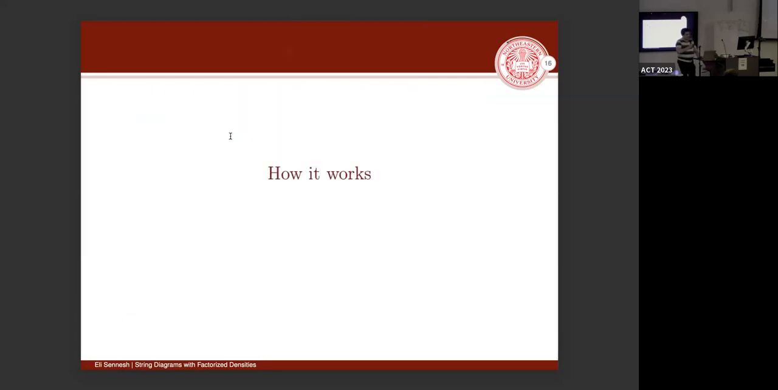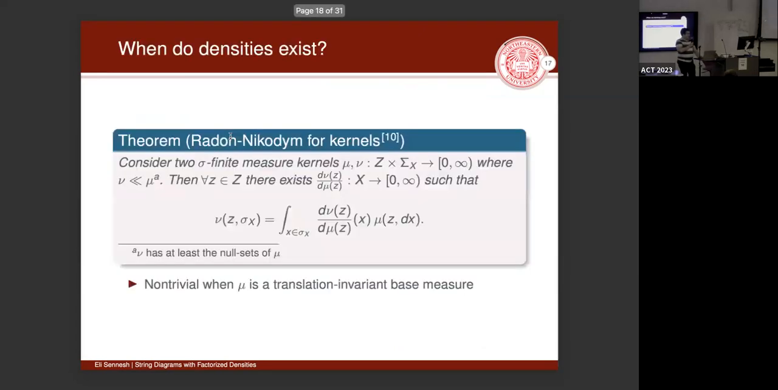So now let's just get into some of the concrete math on how this works. The theorem that tells us when probability densities exist is just the Radon-Nikodym theorem. I'm giving the common formulation of it here, just shifted over to measure kernels instead of measures. So consider two sigma finite measure kernels, mu and nu. Both of them have the same domain and codomain. We assume that nu is absolutely continuous with respect to mu, which means that it has at least the same null sets as mu, possibly more null sets.